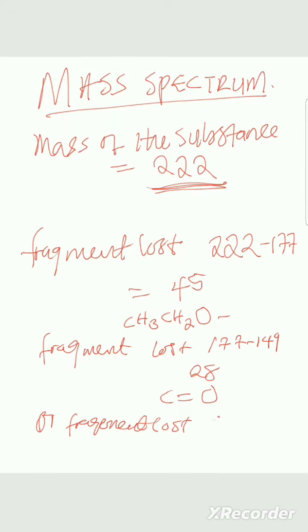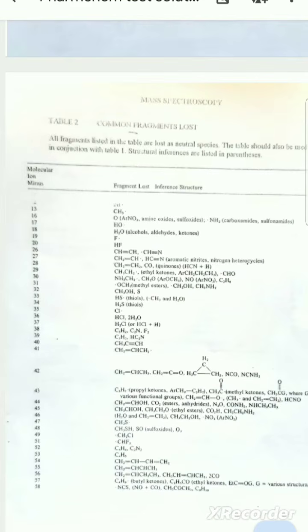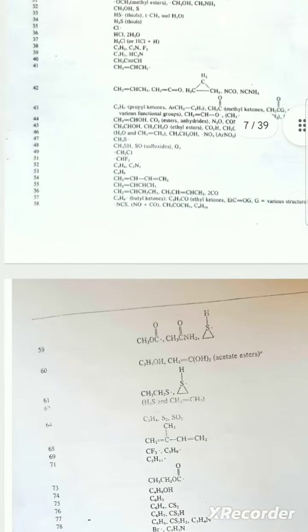which is starting from 222, the total minus 149. What am I going to have? So when you do 222 minus 149, you're going to have 73, sorry, 73. So when you check 73, let me go and check on the mass spectroscopy. So 73 there. Okay, on 73.